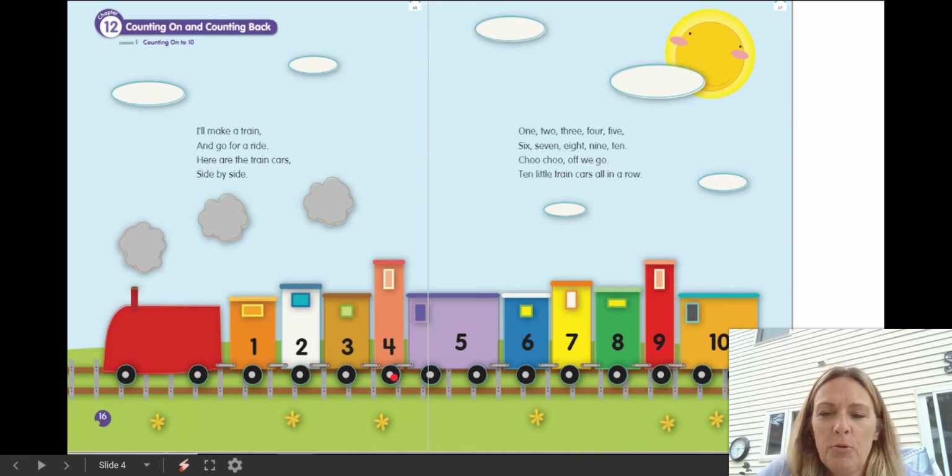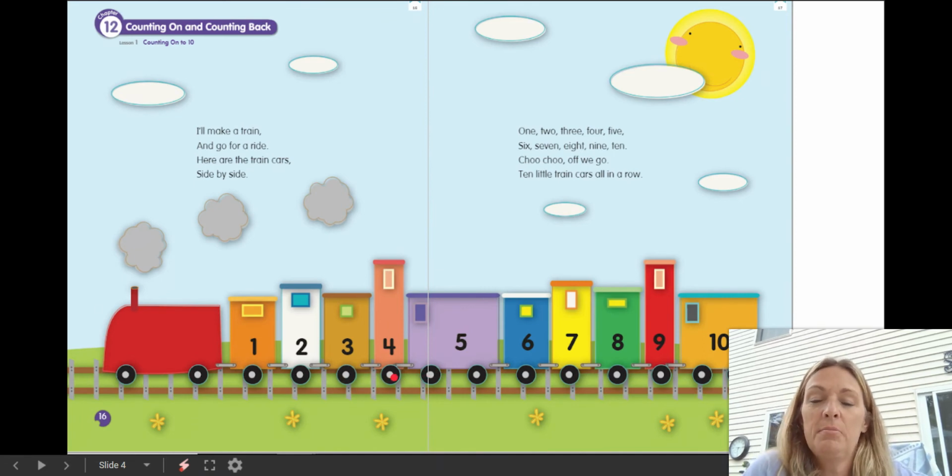And when we look at the number four, what number comes after four? Five is correct. And let's do one more. Here's the number one. What number comes after one? Two. That is correct. Good job. Can you show me the number two with your fingers? And can you show me the number five?